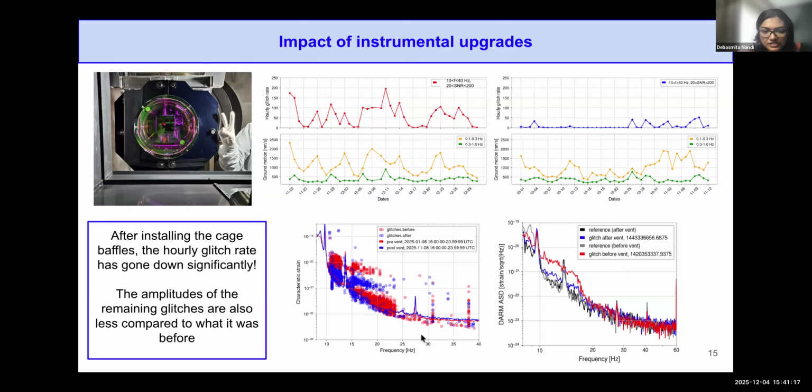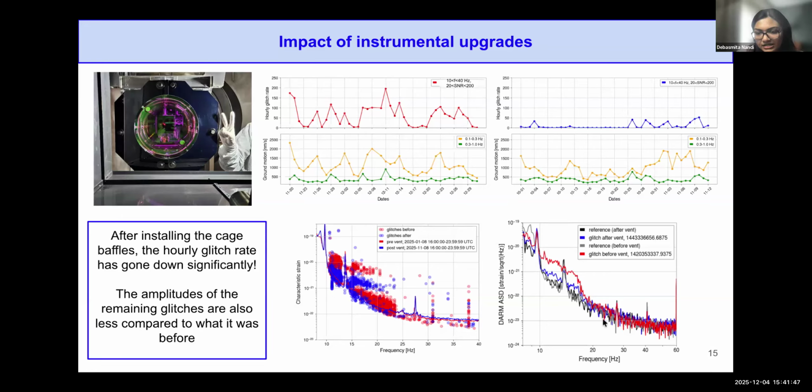This plot here shows that reduction in the amplitude of glitches. Here I am plotting the amplitude of the glitches on top of the characteristic trend. The red dots here show the glitches that we had last year, and these blue dots here show the amplitude of the glitches now. And it is showing a good amount of reduction in the glitch amplitude. That means the signal to noise ratio of these glitches will also be less.